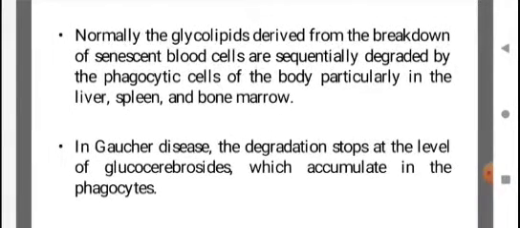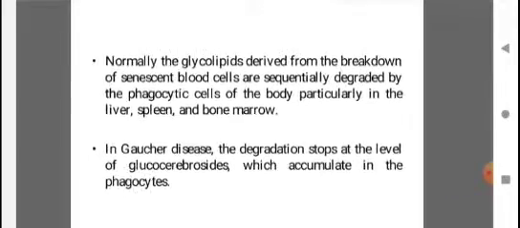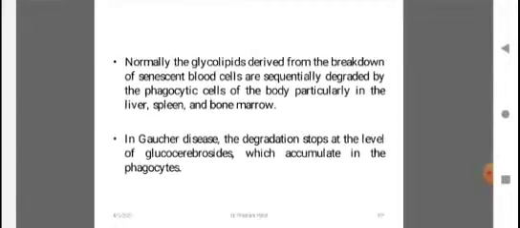Normally, the glycolipid derived from the breakdown of senescent red blood cells are sequentially degraded by phagocytic cells of body, particularly in the liver, spleen, and bone marrow. In Gaucher disease, the degradation stops at the level of glucocerebroside, which accumulates in the phagocyte.